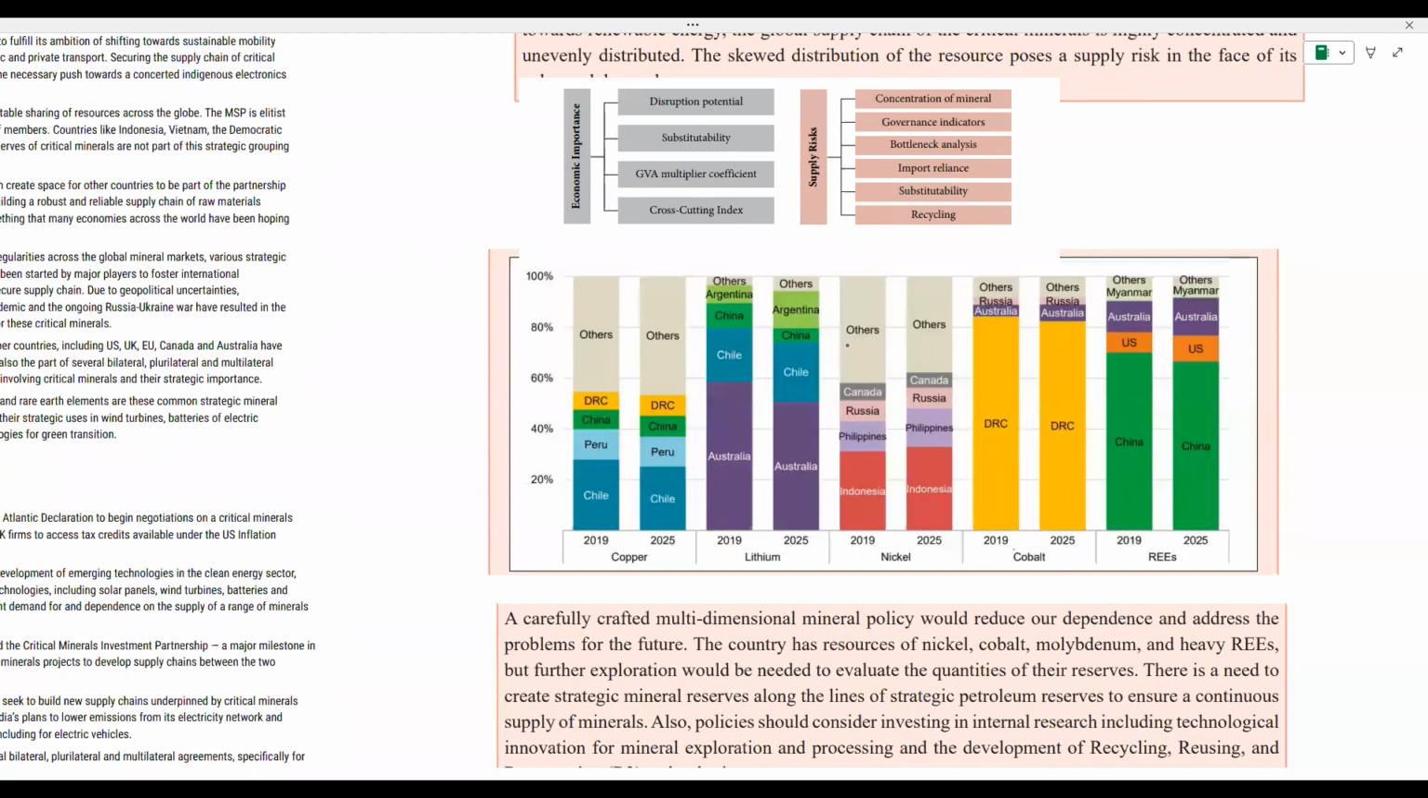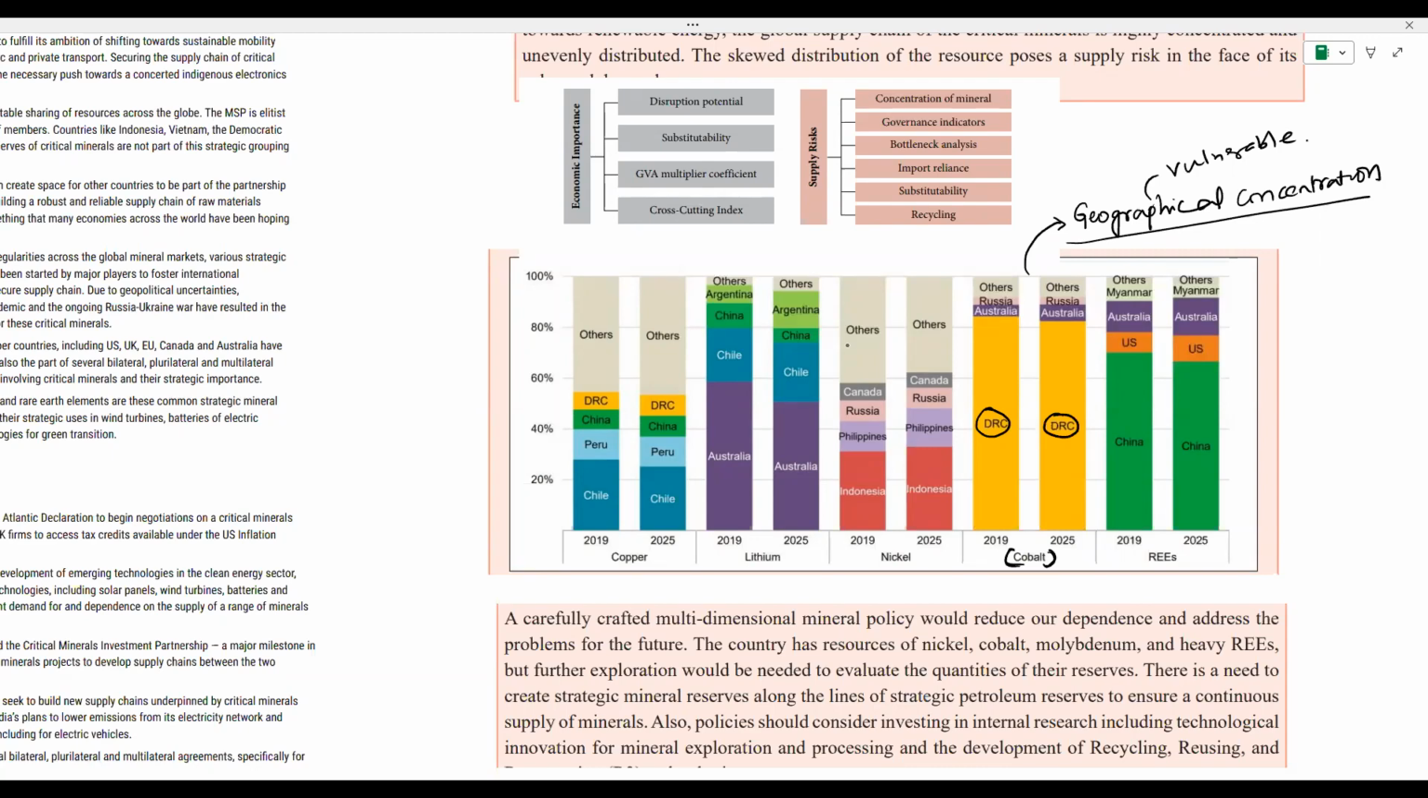Let us start with cobalt, which is a UPSC prelims question. You see, 80% of cobalt is coming from where? So what is this called? Geographical concentration, which makes it vulnerable.